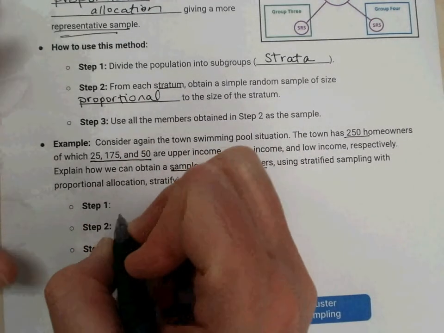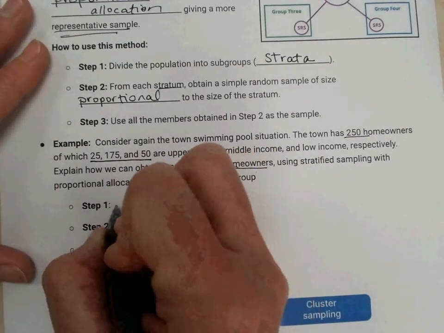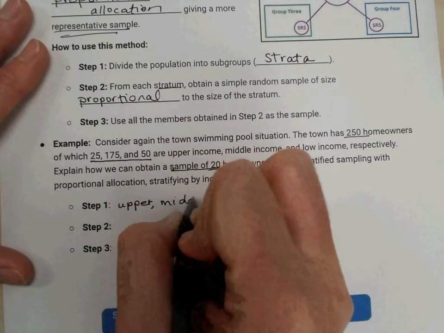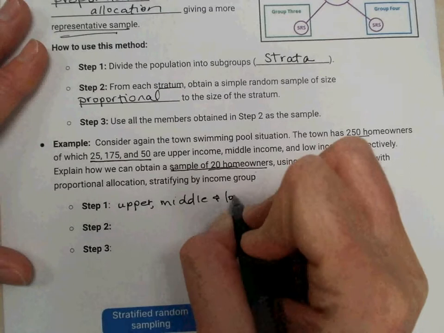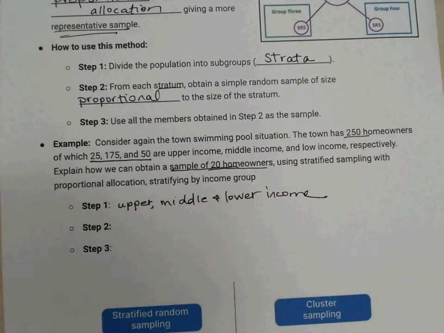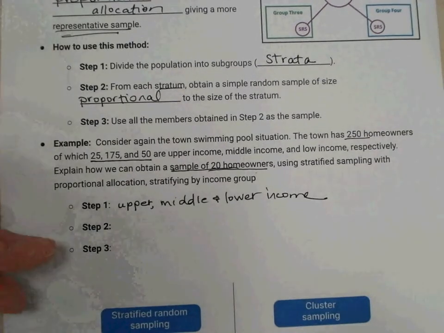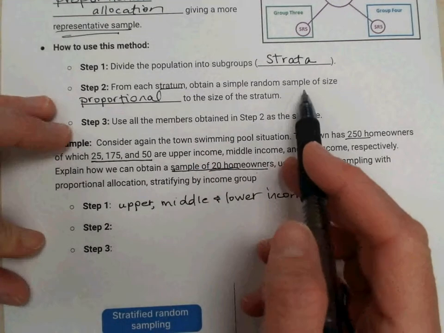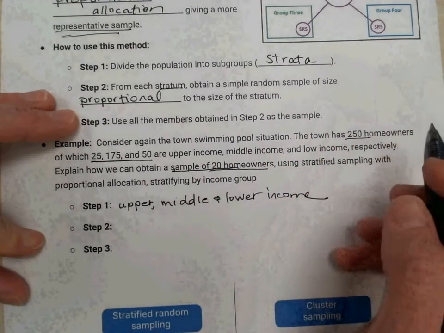We're just dividing our population into groups. So that would be the upper, middle, and lower income. At School of the Arts, we might break our school up in the different majors would be our strata. Step 2, that's where we're actually obtaining those random sample sizes.